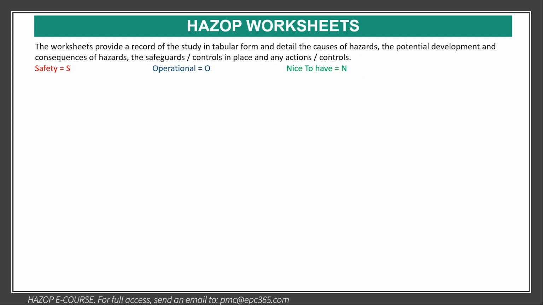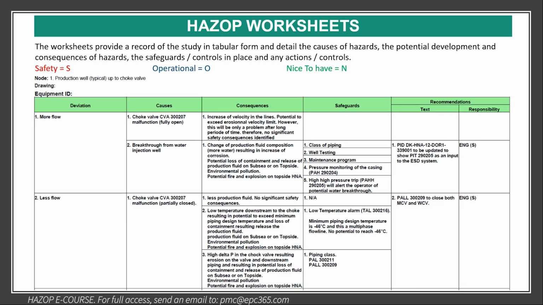So as a worksheet, normally we define the categories: the recommendation on safety, operation, and nice to have. This is a typical example of the worksheet, and there are several packages, for example, like PHA-Pro, and the chairman used it with the scribe. So basically here is the deviation. If we have more flow, what are the causes of this, and the consequences, as I said, if there is no safeguard, and then we look at the safeguard if there is, for example, the class of piping, well testing, etc., which refers to the recommendation.